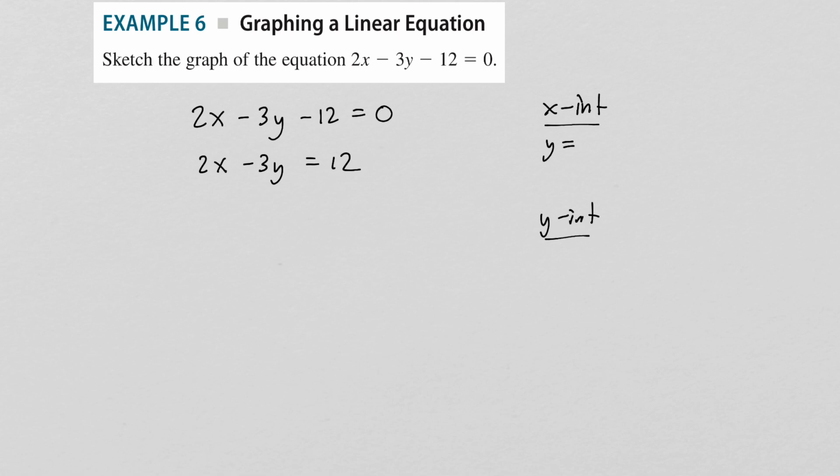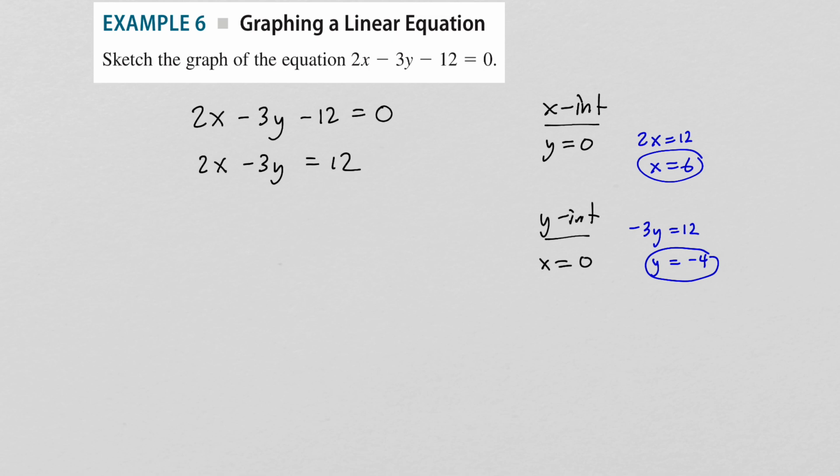To find the x-intercept, remember, all we have to do is let y equal 0. If you plug in y equals 0 here, this term goes away, and you end up with 2x equals 12, which means x equals 6. So that's the x-intercept. Then to find the y-intercept, we let x equal 0. If you plug in x equals 0 here, this term goes away, and you just have negative 3y equals 12.